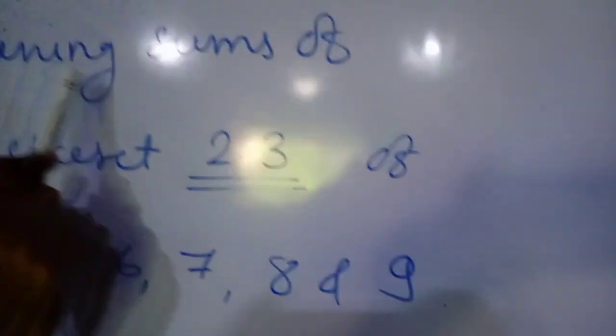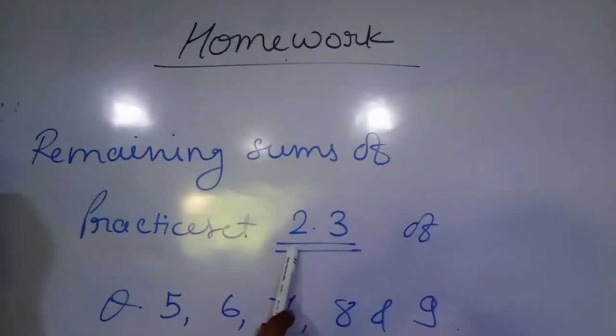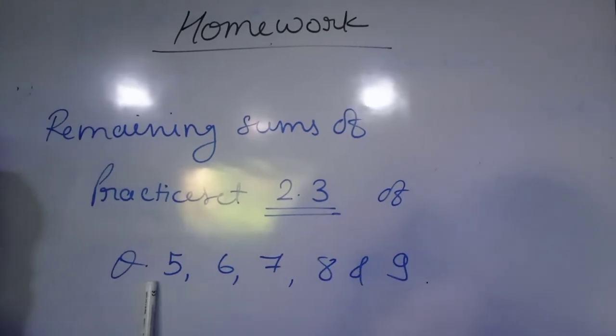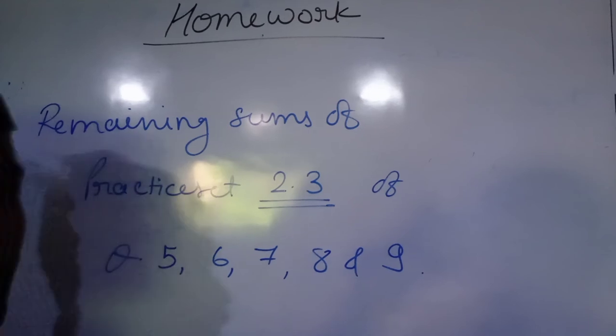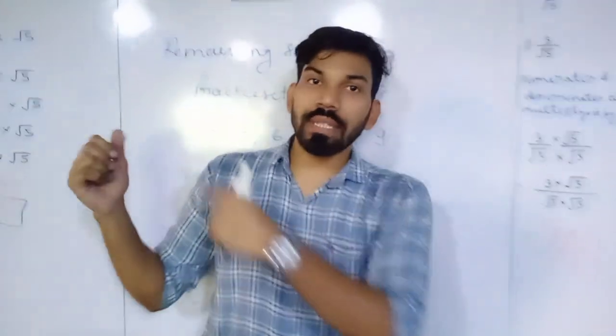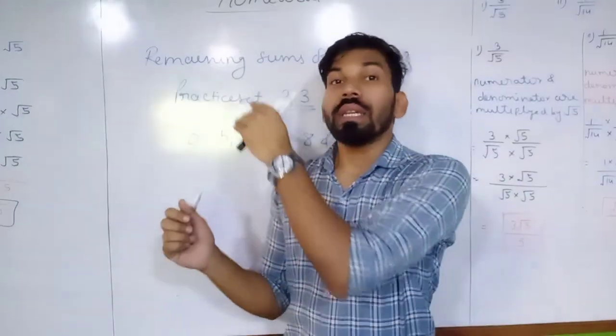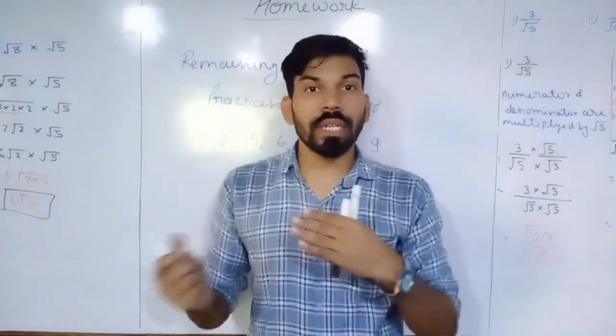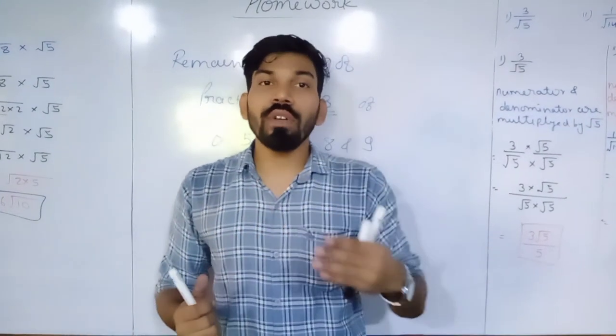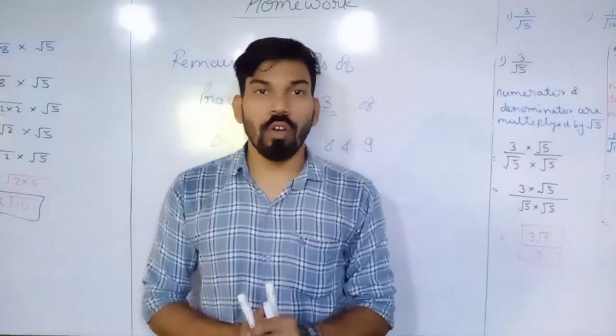You have the homework for today. Remaining sums of practice set 2.3 of question number 5, 6, 7, 8 and 9. In today's video we did all these sums, but in all these questions we have many more sub questions. Out of that we did 2 or 3. The remaining ones you are going to solve for your homework. Thank you.